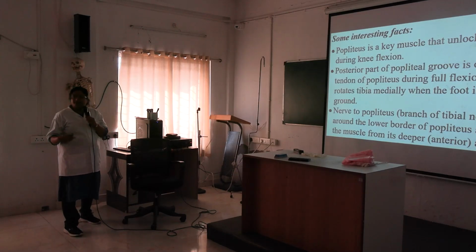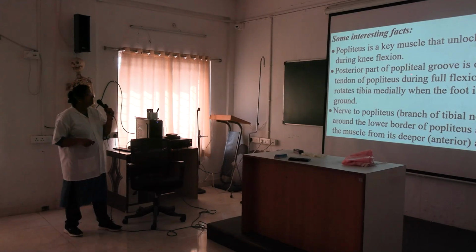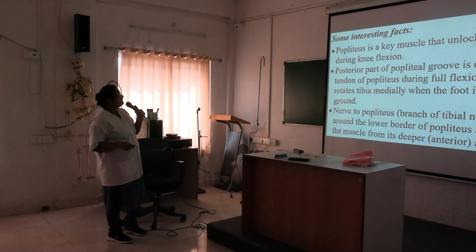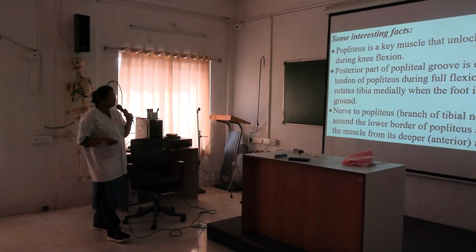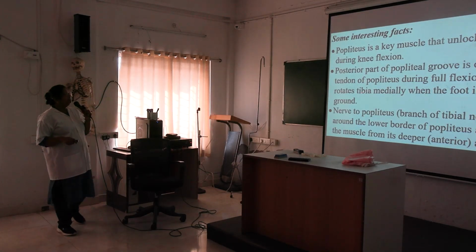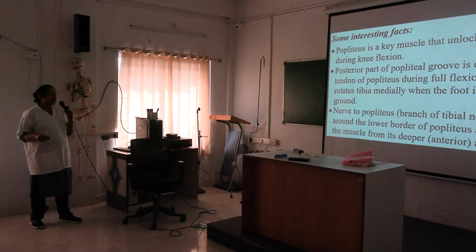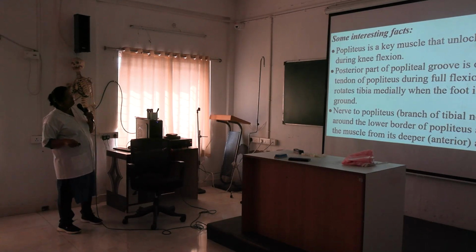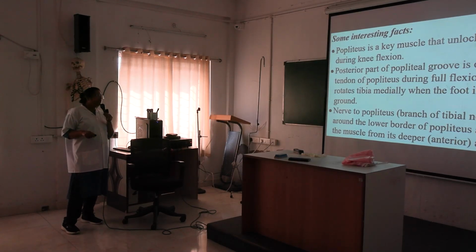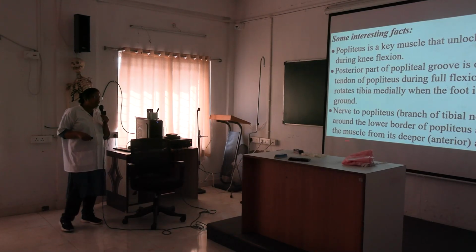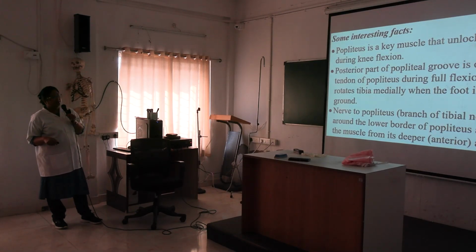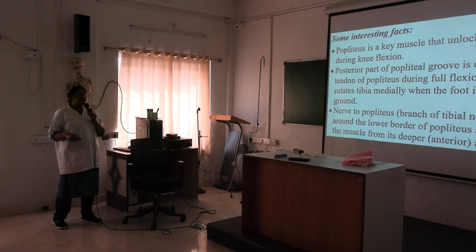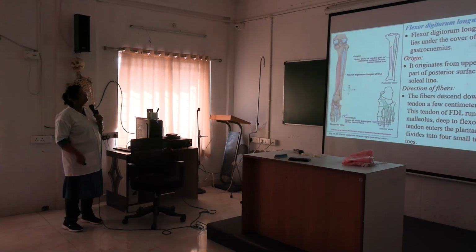Okay, unlocking muscles of knee. And posterior part of popliteal groove is occupied by the tendon of popliteus during full flexion. And popliteus rotates the tibia medially when the foot is off the ground. And nerve to popliteus is a branch of tibial nerve and winds around the lower border of the popliteus muscle, supplies the muscle from its deeper aspect. Okay, that is anterior aspect of the muscle.